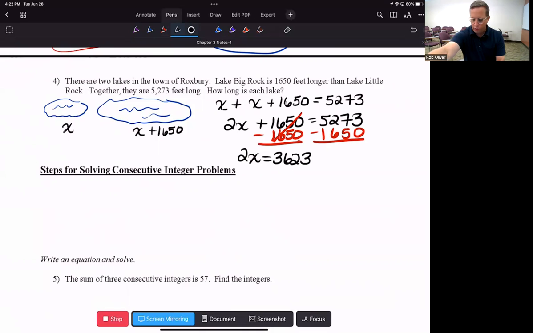So then you get 2x equals 3,623 feet. And now we just have to divide by 2. And we're going to get a decimal for that one. So when we do that, I'm just going to use my calculator here. You get x equals 1,811.5 feet, so 0.5 feet. And then the other lake is going to be that number plus 1,650.